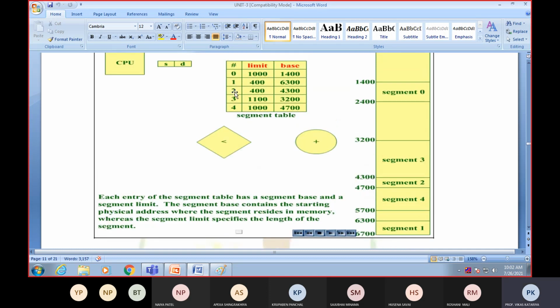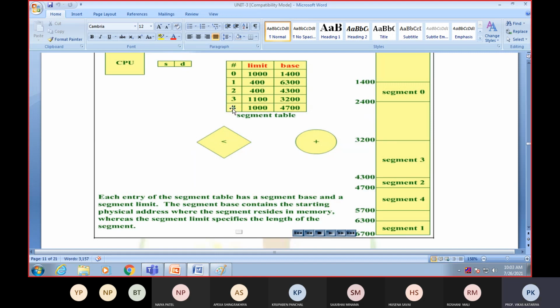Now similarly, segment number 2 starts from 4300 and has 400 lines. So how can we load it into primary memory? We find the 4300 address, which is the starting address of segment number 2. So segment number 2 starts from 4300 and goes up 400 lines. Now the closing address will be 4700.